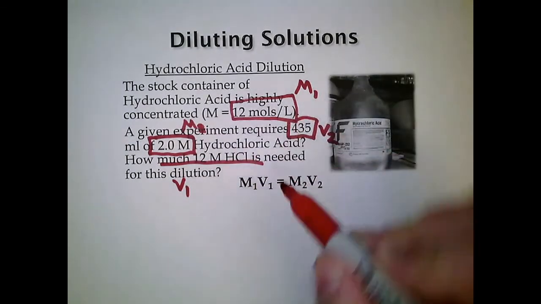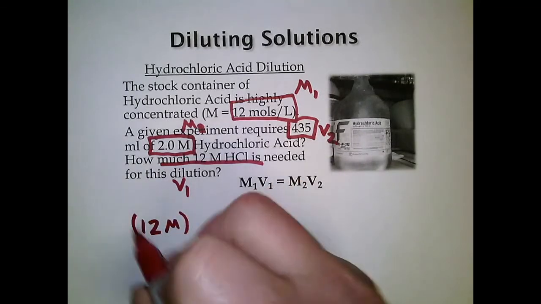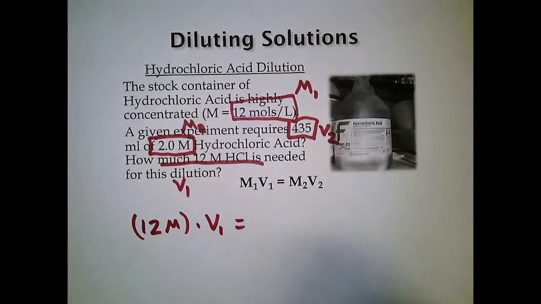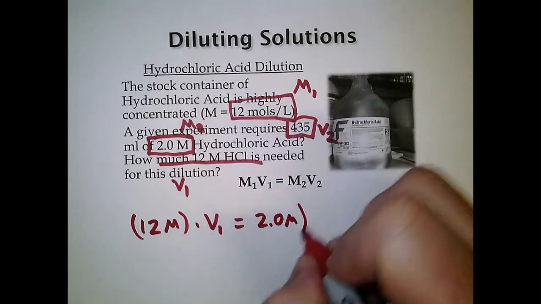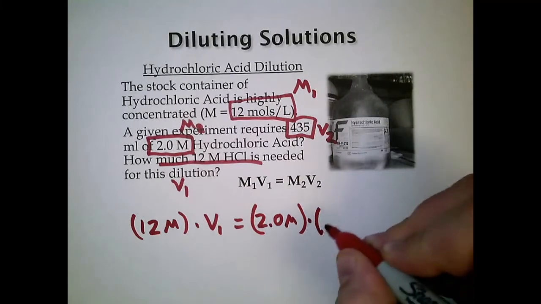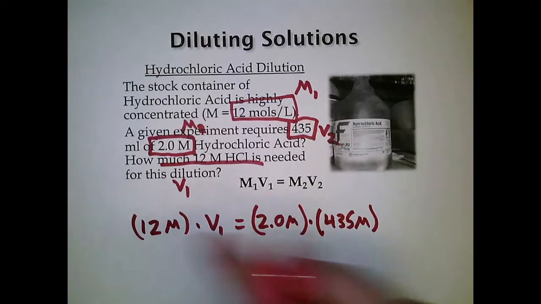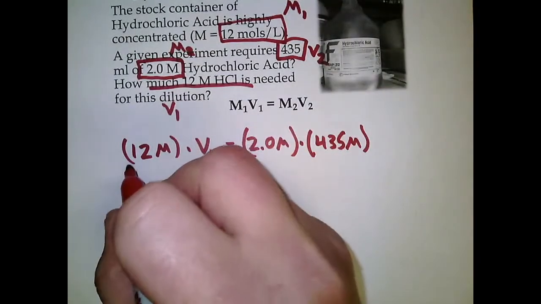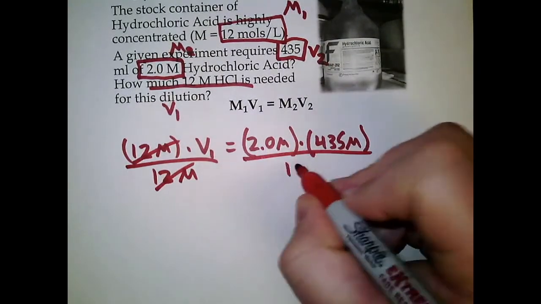So we're just going to take all these numbers and plug them into the formula here. M1 is 12 molarity. V1 we don't know, so that's what we're looking for, so I'm going to leave that as a variable. Then M2 is 2.0 molarity times V2, which is 435 milliliters. All right, so put everything in there. And then we're looking for V1 here. So I'm actually going to try and get this all by itself. So I'm going to divide both sides by 12 molarity, so it cancels on this side. Divide this side by 12 molarity as well.